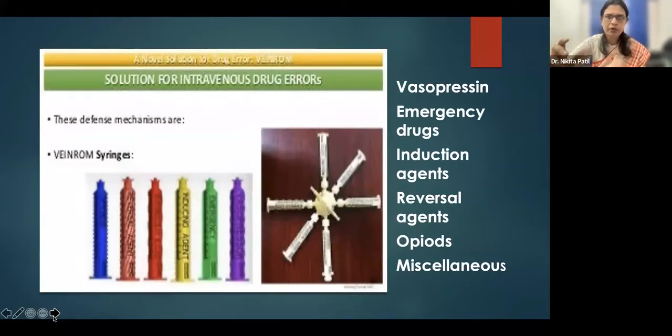The full form of Venron is V for vasopressin, E for emergency drugs, N for induction agents, then R, O, M: reversal agents, opioids, and miscellaneous. So this is that port which they have started, and every nozzle will be different for a different syringe. So the chances of making an error are reduced in this case. Everybody is working for that same thing. So this is a good concept going on, Venron.